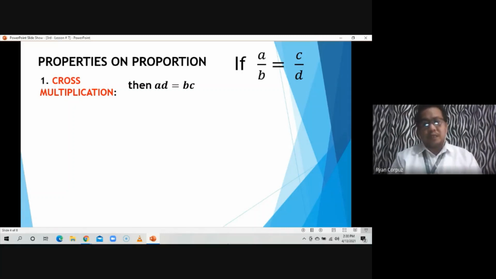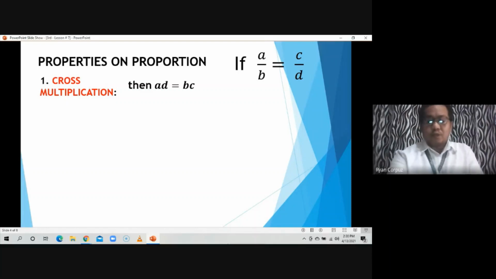So, pwedeng hindi mo na siya isulat in column form in order for you to apply the fundamental law of proportion. Pwede naka-fraction form na lang siya. All you have to do is to apply the cross multiplication. It is the same way that we are applying the fundamental law of proportion.